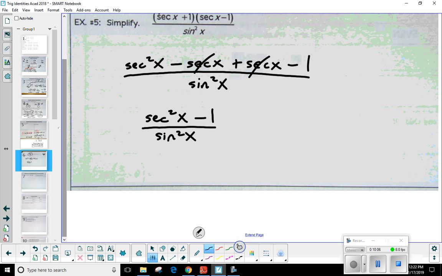But if I were to continue this problem, I would look at the numerator. Okay. What do you think that PYTH stands for? Okay, so I would probably use a Pythagorean identity there and see what happens. Okay, so let me give you a little bit of time. Try that out.